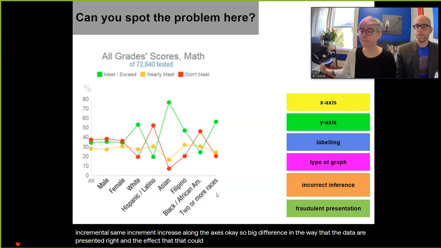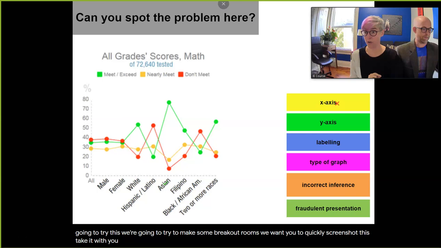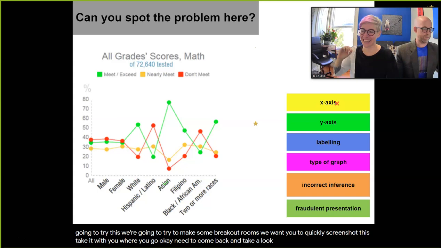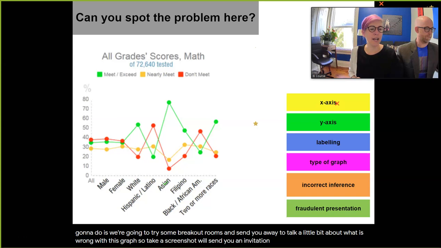This one. It's a little bit more. We want you, if we're going to try this, we're going to try to make some breakout rooms. We want you to quickly screenshot this, take it with you where you go, okay? If you need to come back and take a look at it, that's fine. But what we're going to do is try some breakout rooms and send you away to talk a little bit about what is wrong with this graph. So take a screenshot. We'll send you an invitation in just a second.